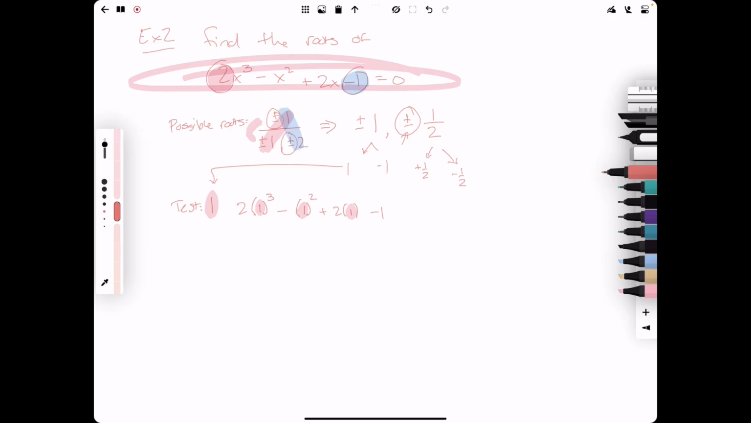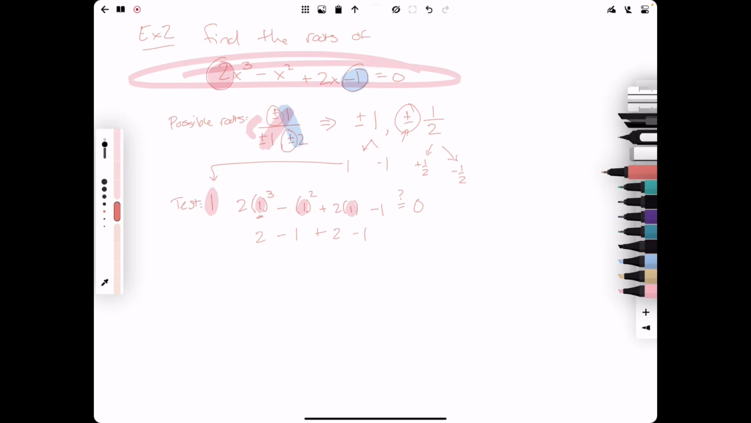So this whole thing should equal, does it equal 0 is what I want to find, right? So 1 times 2 is 2, minus 1 to the second is just 1, plus 2 times 1 is 2, minus 1. Simplify all that. 2 minus 1, 1. Plus 2, 3. Minus 1, 2. Did it equal 0? No. So that's not a root. So this one did not work.